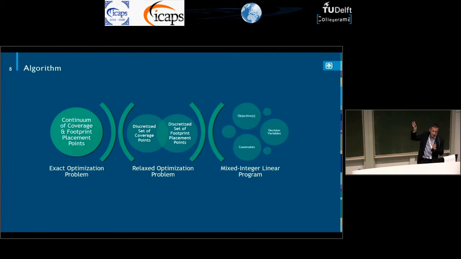So we have two discretized sets here: a set of coverage points we need to cover, and a number of footprint placement points where we could potentially place the sensor. And then we take those points and the geometric relationships of those points, and we stick them into a mixed integer linear program, right? So we have some objective, use the minimum number of sensor images possible according to some constraints. And let me get into a little more specifics here.